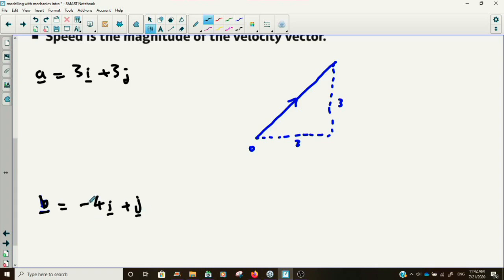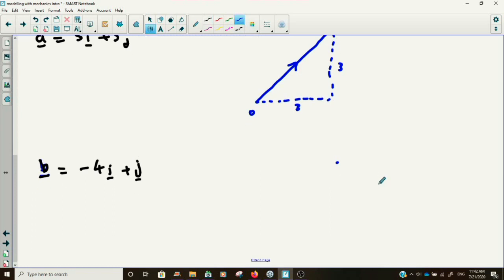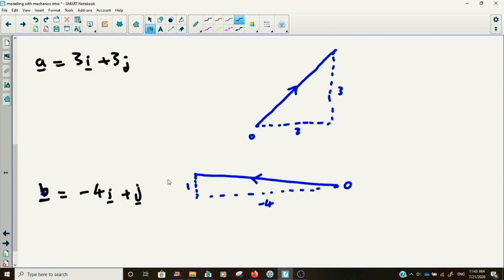Okay, so vector B is minus 4i plus j. So let's sketch it again. You will need to be able to sketch vectors like this because it will help you understand the problem. So minus 4i, this time we're going to go to the left by 4 because it's a negative 4i, and then plus 1. So that's minus 4 and that's plus 1, and our vector would look something like this. Okay, so there's two examples of vectors in terms of i and j notation.